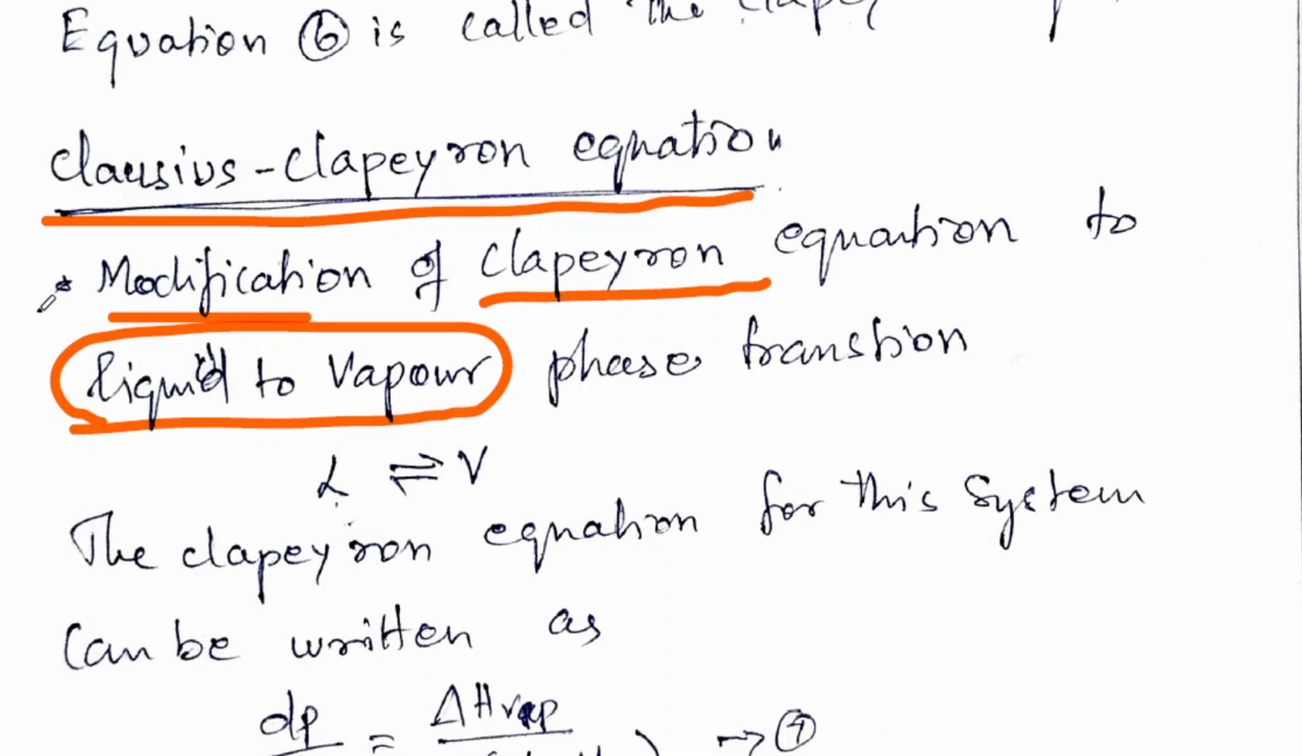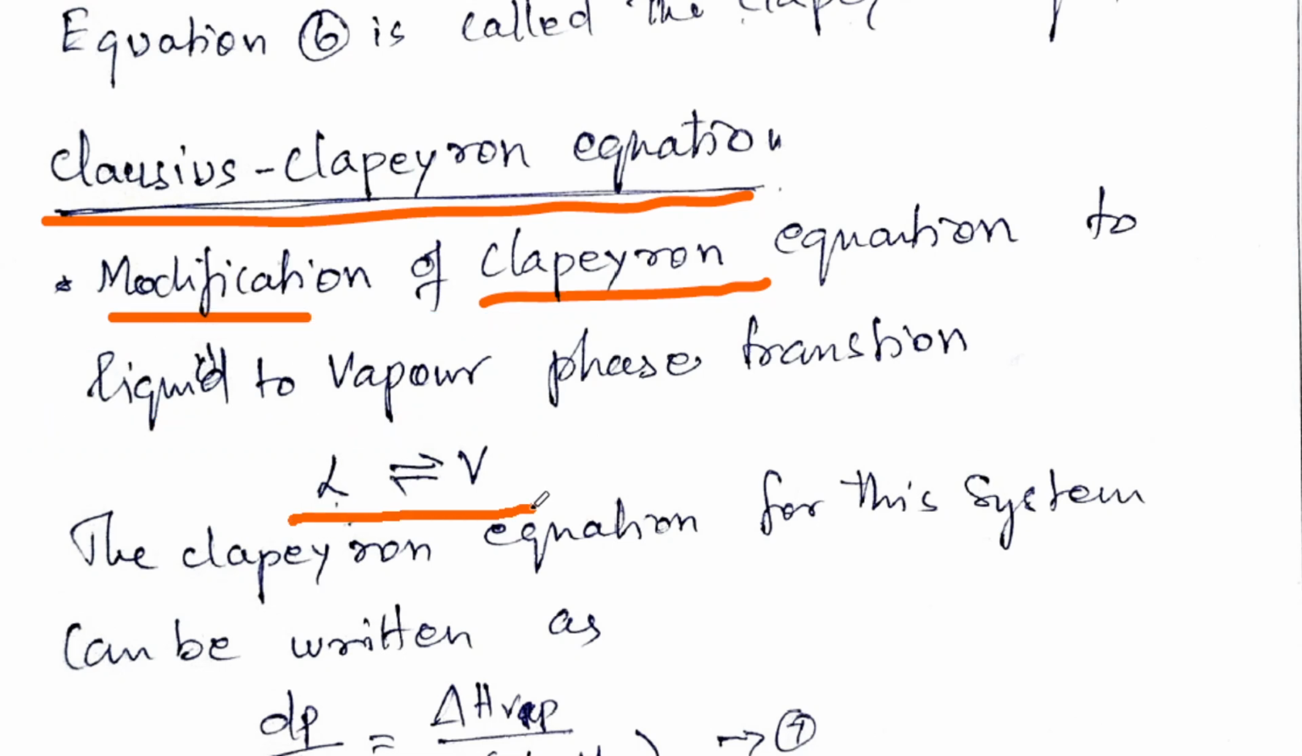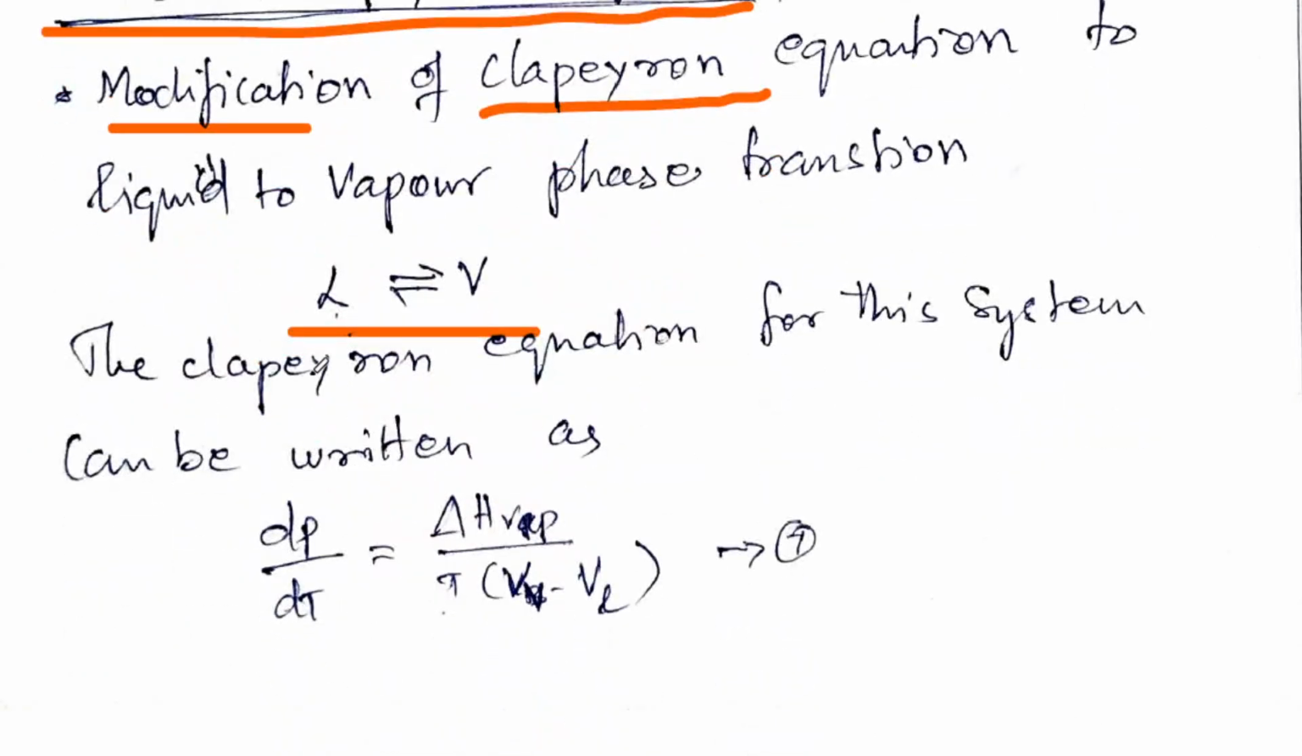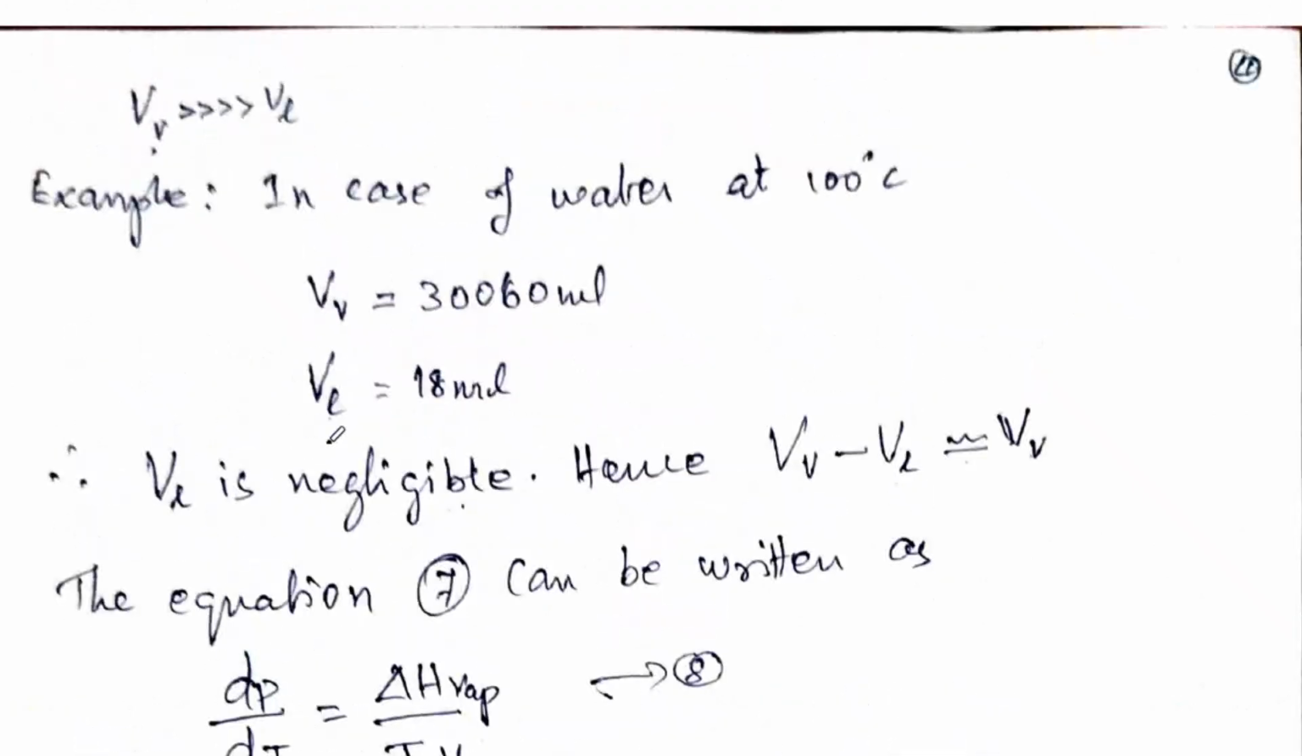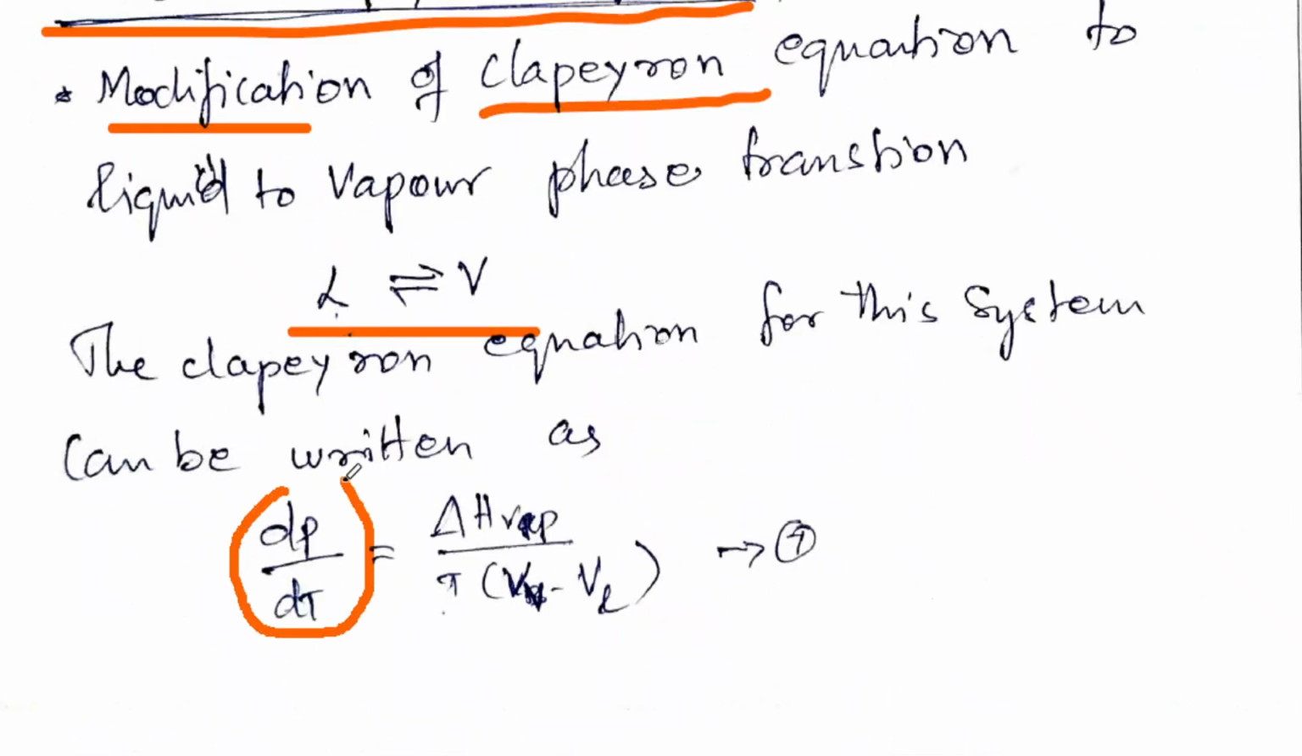Let us consider a liquid in equilibrium with its vapor. The Clapeyron equation for this system can be written as dP by dT equals delta H by T into VB minus VA. The process is vaporization, therefore I consider the enthalpy of vaporization divided by T into VB minus VA, where I consider here the volume of vapor and the volume of liquid.